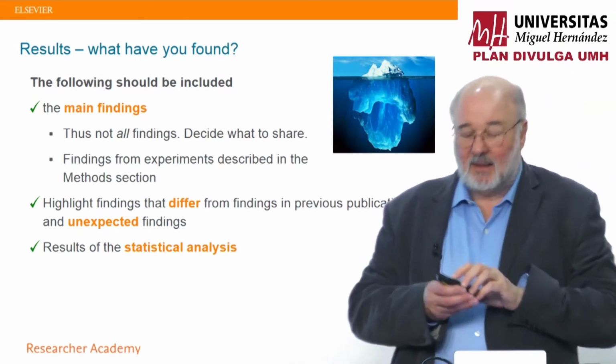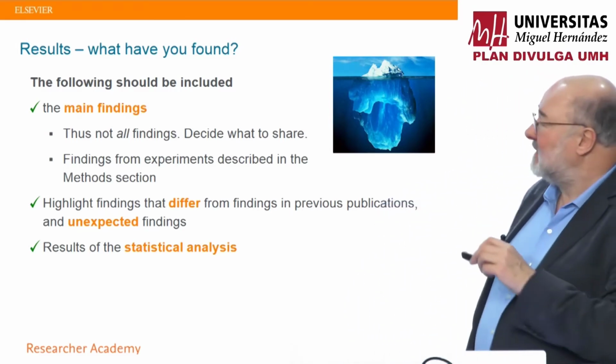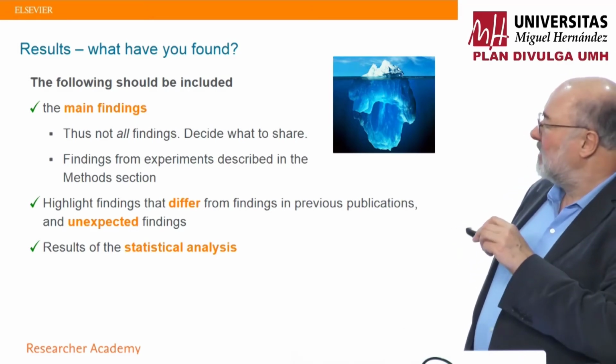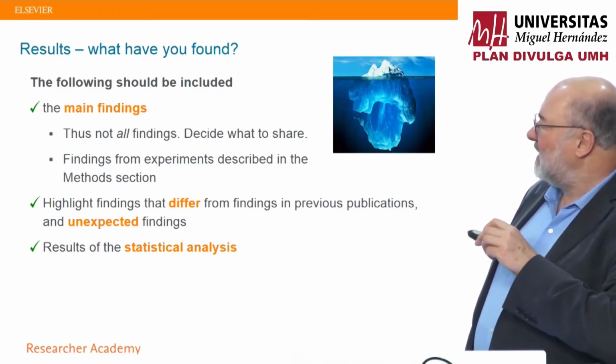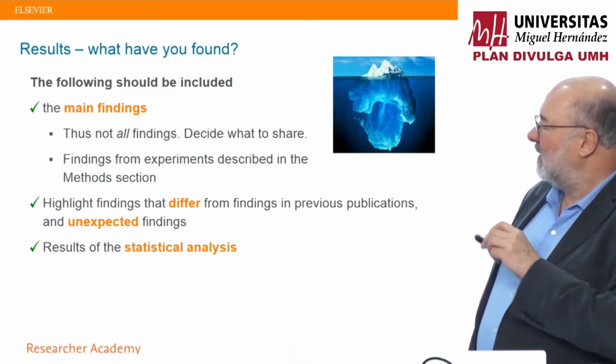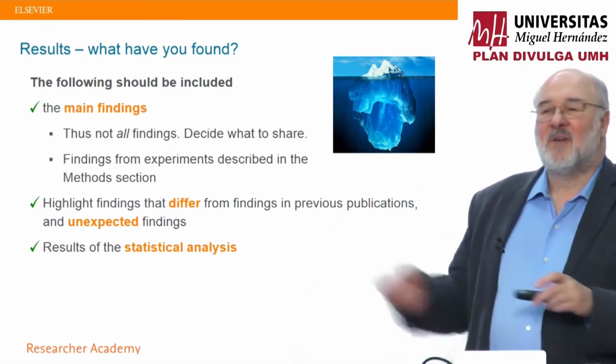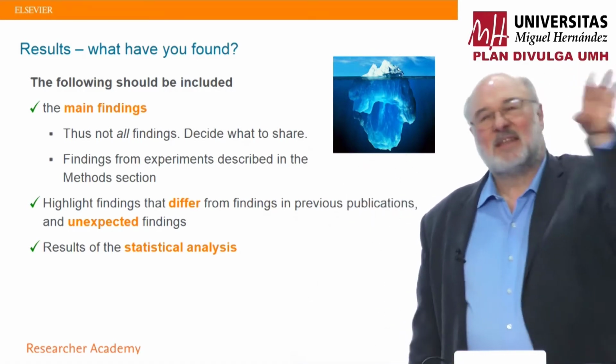So the skill of a writer, an author, this is a picture of an iceberg. Imagine this is what you're going to be sharing with the reader. That's what you're not going to be sharing with the reader. How do you get that balance right? You've got to focus on the main findings, not everything, just things that tell a story.